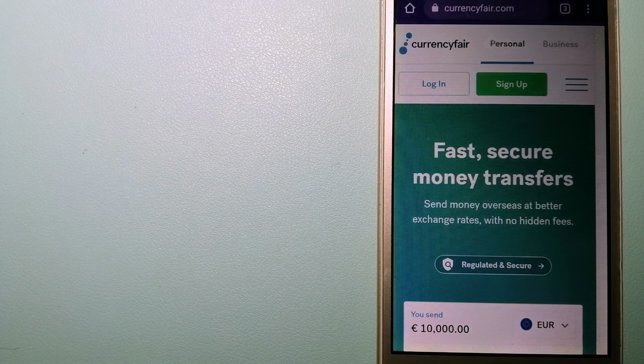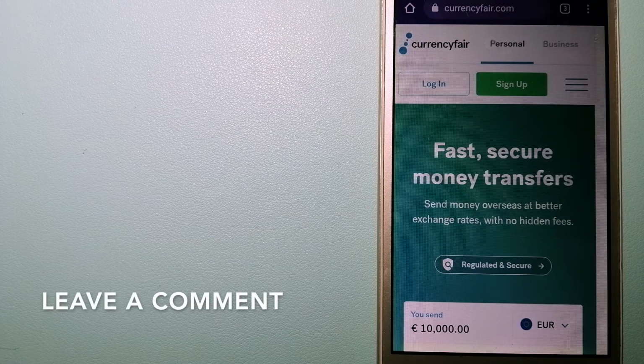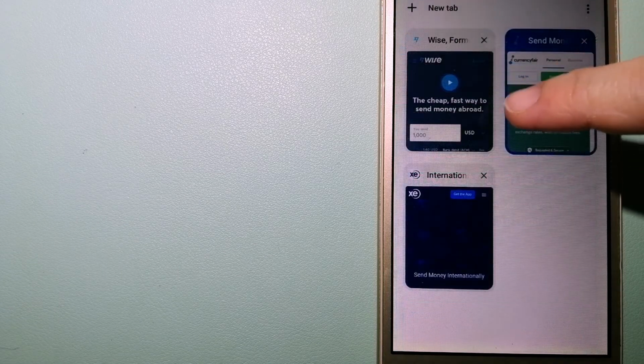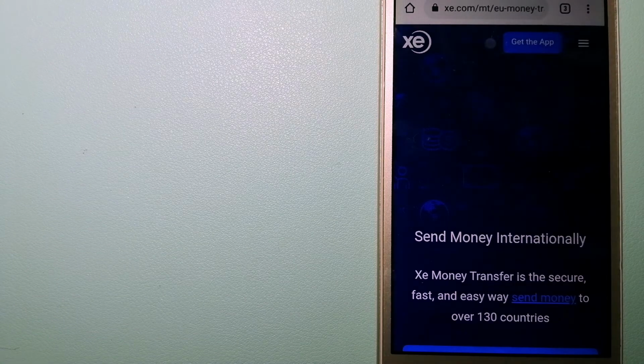The second option is CurrencyFair. This is a P2P online marketplace that allows individuals and businesses to exchange currencies and send funds to bank accounts worldwide. It uses a unique person-to-person international money transfer to facilitate currency exchange between users in a simple and anonymous fashion. And for more information on CurrencyFair, just check the video description.